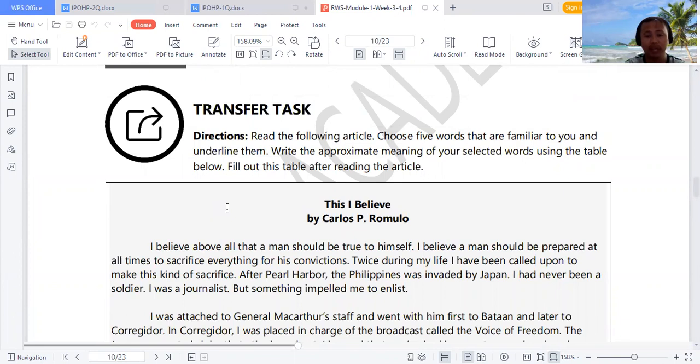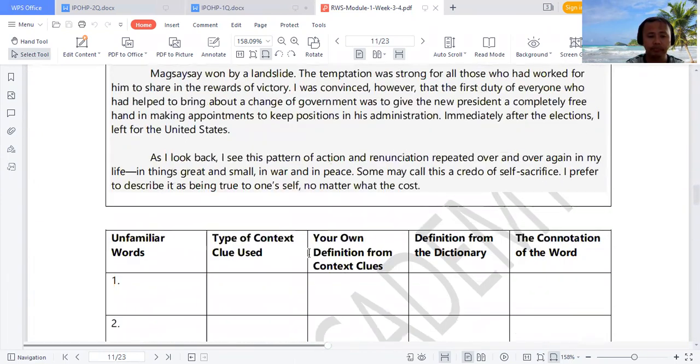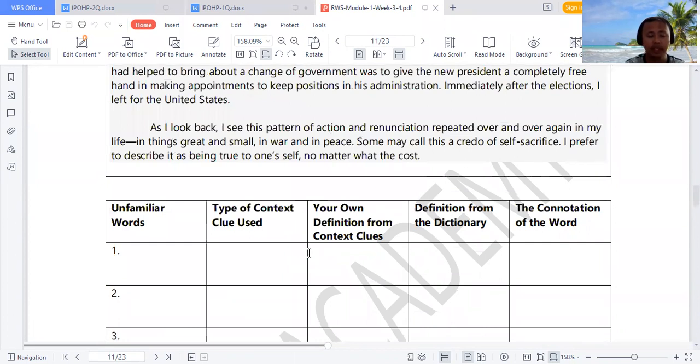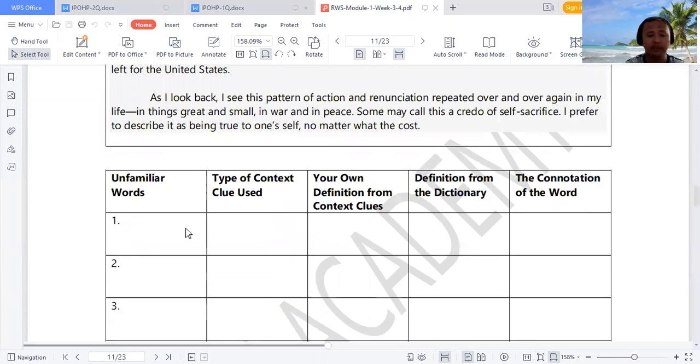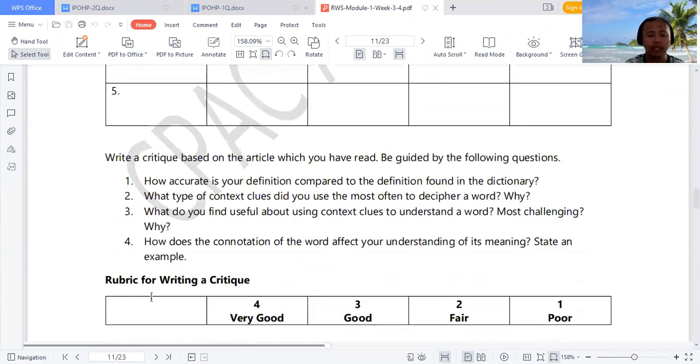Directions: Read the following article. Choose 5 words that are familiar to you and underline them. Write the approximate meaning of your selected words using the table below. Fill out this table after reading the article. This, I believe, is the article written by Carlos P. Romulo. Okay, so you are going to write here the unfamiliar words. Unfamiliar word number 1, number 2, number 3.